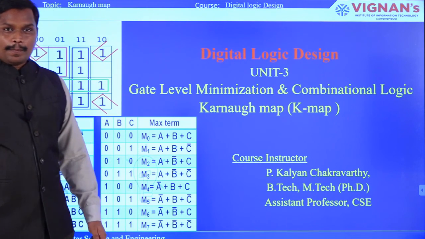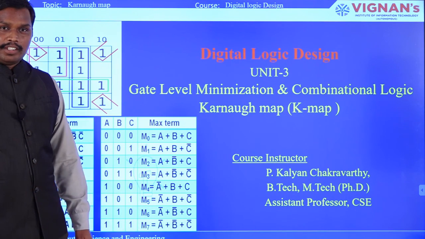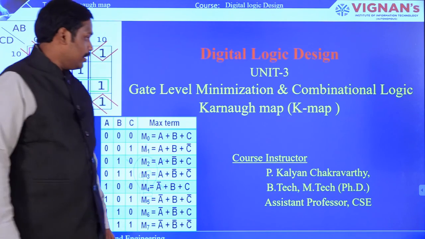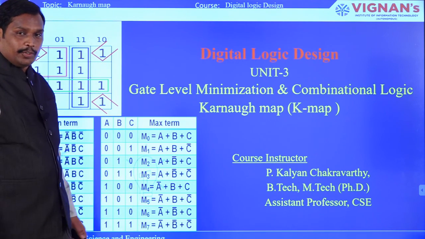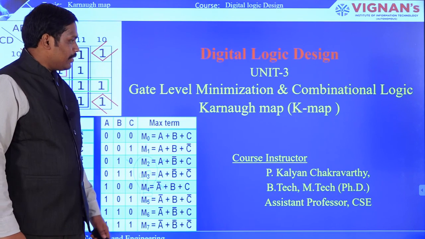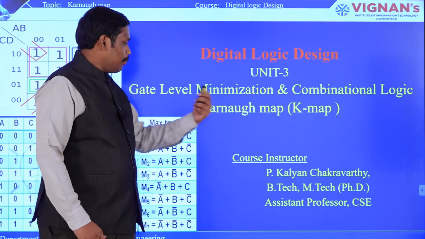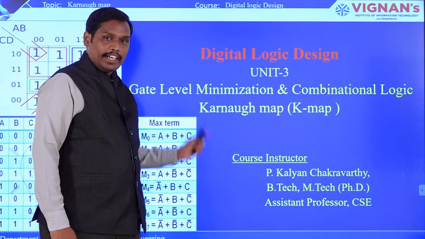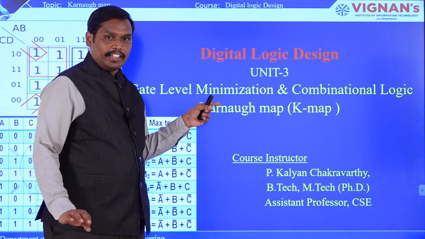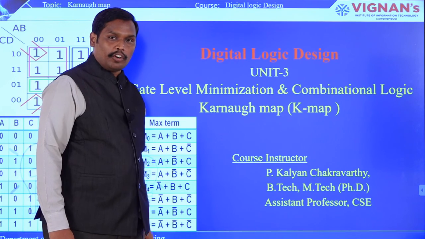So good morning everyone. Today we're going to deal with the digital logic design course, and the concept which we are going to see is unit 3, and that is gate level minimization and combinational logic, in which you're going to see the gate level minimization. So gate level minimization is done with 3 techniques, and the technique that we are following is Karnaugh map.